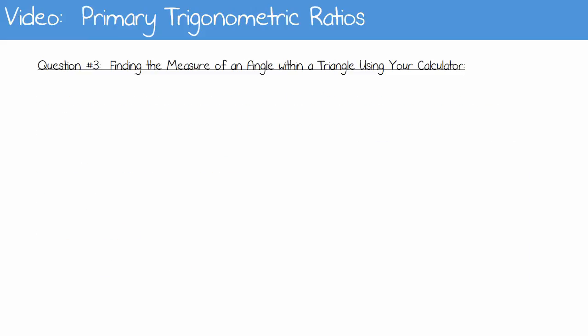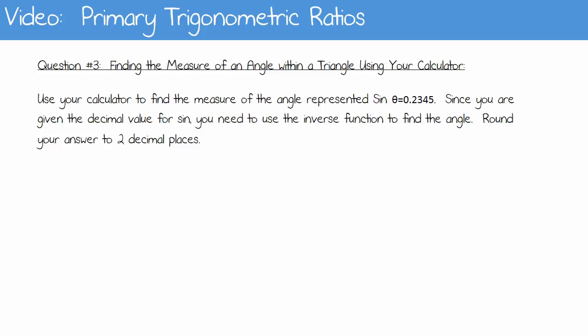Question number 3. Finding the measure of an angle within a triangle using your calculator. Use your calculator to find the measure of the angle represented by sine theta equals 0.2345. Since you are given the decimal value for sine, you need to use the inverse function to find the angle. You are asked to round your answer to 2 decimal places.